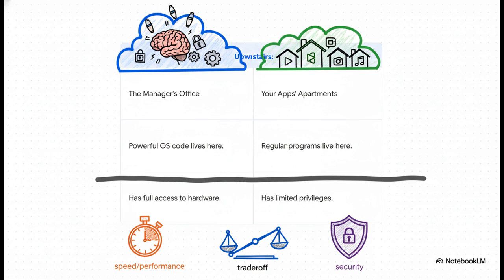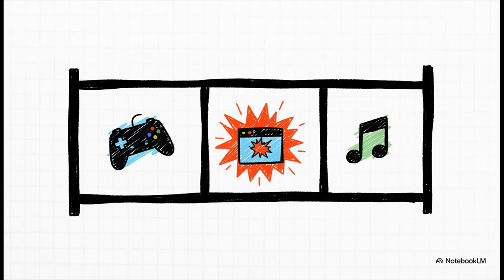Your game, your browser, your music app, they're all neighbors down there. But upstairs, in kernel space, that's the building manager's office. This is where the powerful kernel lives, and it has full access to all the building's controls, all the hardware. And your apps, they can't just barge upstairs whenever they feel like it.